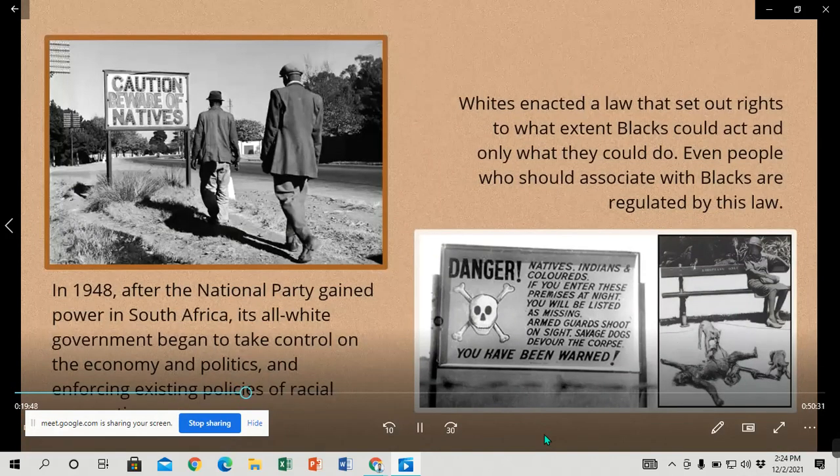As you can see in the picture now, this very disturbing picture, there is a place where people cannot go, or there are services that the blacks cannot have. So that is the problem of the apartheid system.